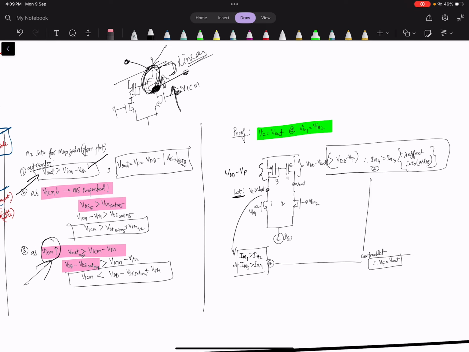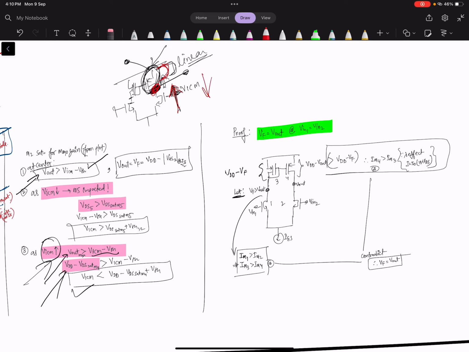For that case, you see, V out max should be greater than the input common mode voltage minus threshold. What is this condition? V out max is VDD minus VDsat M4, and from here you will get the equation. So the basic concept is, when you increase this voltage, this will increase, and because of this it will go into linear. So we have to make one constraint here: how much we can increase the common mode voltage.